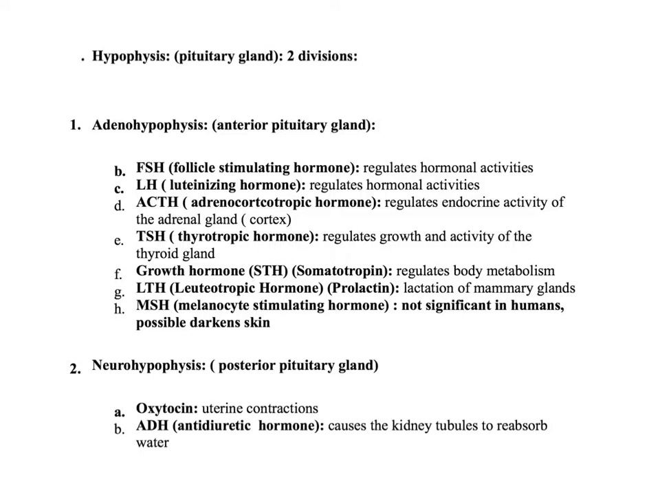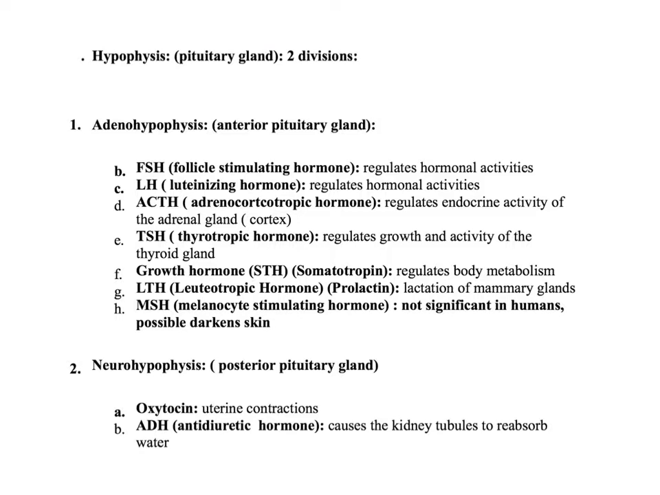ACTH is known as adrenocorticotropic hormone. It regulates the endocrine activities of the adrenal cortex region. TSH is known as thyroid stimulating hormone. It is a thyrotropic hormone. It functions in growth and activity of the thyroid gland.